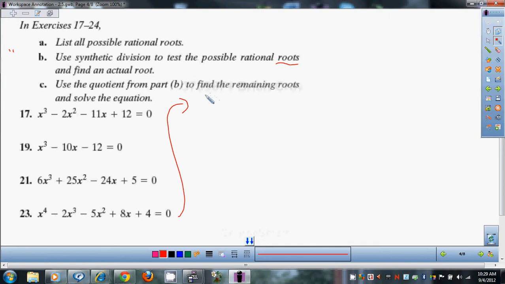What are my p-values? P's are the factors of the 4. Plus or minus 1, 2, and 4. Pierce, what are my q values on 23? 1. Very good. So my p over q's are going to be plus or minus all of these over 1, which is just those.